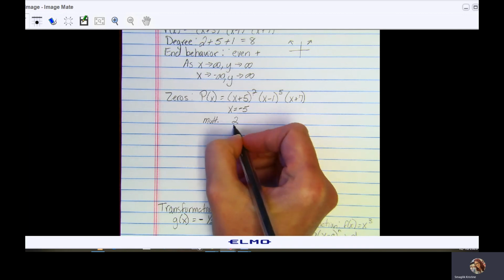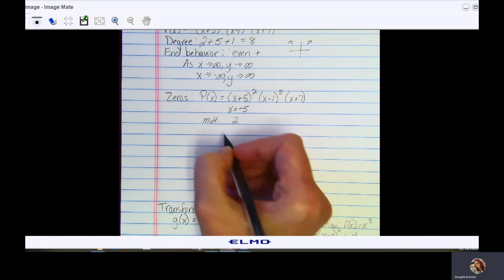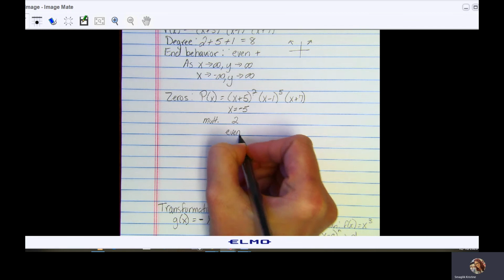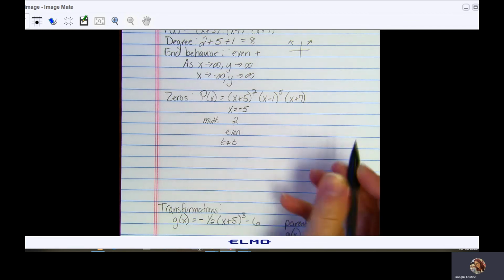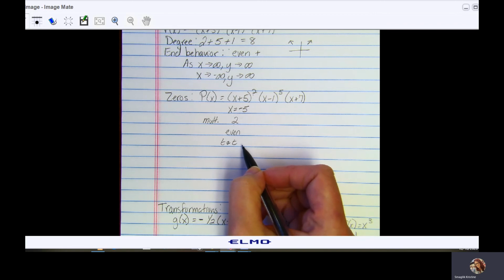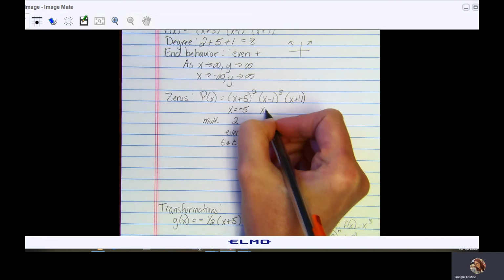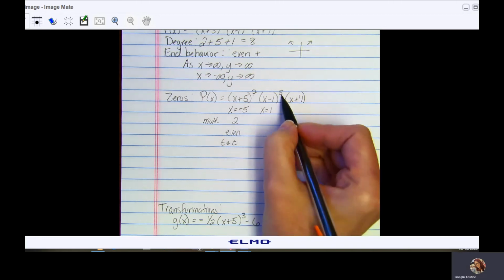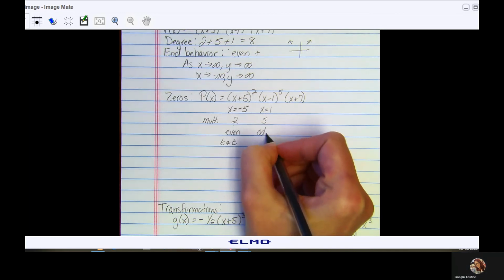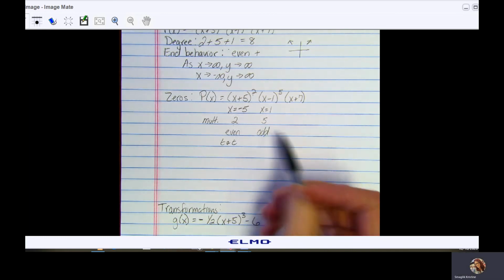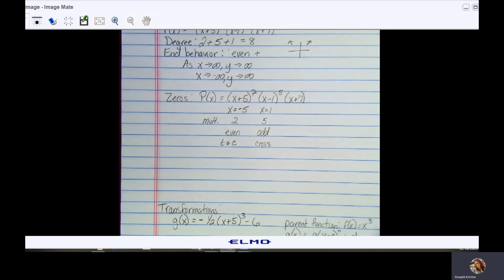Now we look to determine, is the multiplicity even or odd? 2 is an even number. And so if your multiplicity is even, it does a touch and turn on the graph. It's going to touch the x-axis and then it'll turn around. Here on x minus 1, your 0 is x equals 1. Your multiplicity is 5. 5 is an odd number. So if your multiplicity is odd, it's going to cross the x-axis. It goes right through the x-axis.